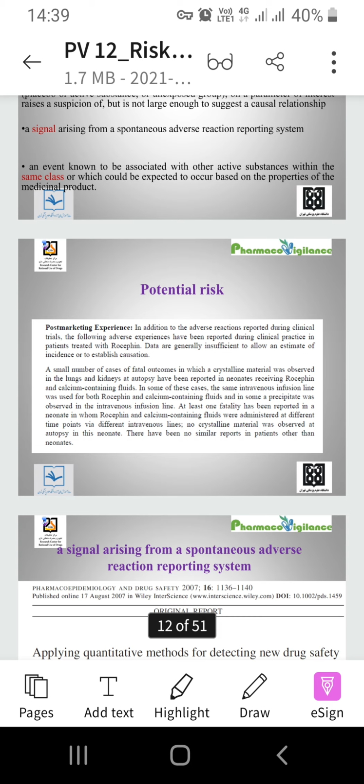At least one fatality has been reported in a neonate in whom Rocephin and calcium-containing fluid were administered at different time points via different intravenous lines. No crystalline material was observed at autopsy in this neonate. There have been no similar reports in patients other than neonates. This is a potential risk. This is an example of the potential risk. Maybe it has a risk.